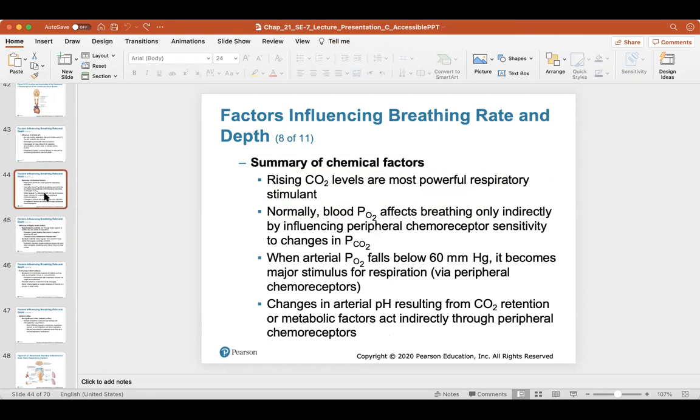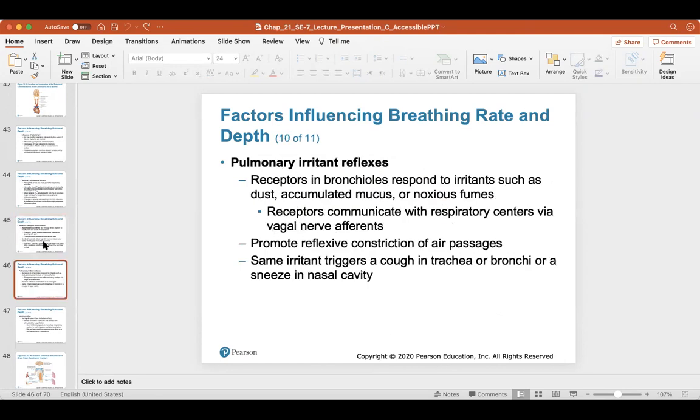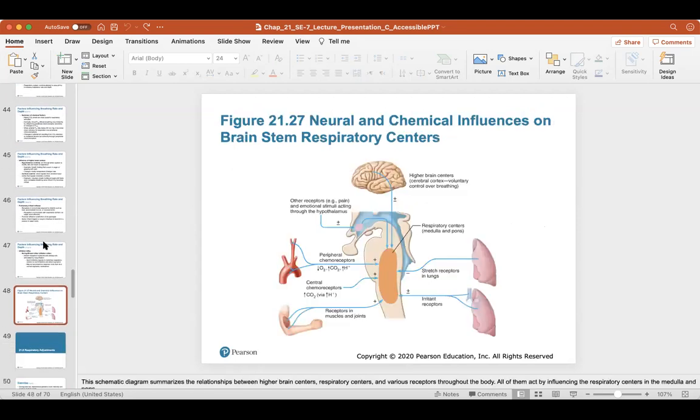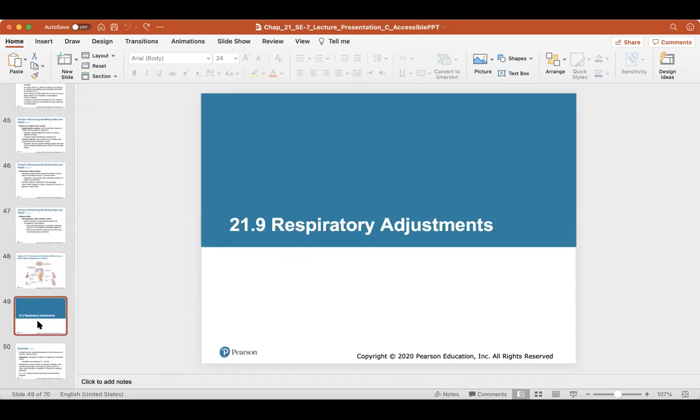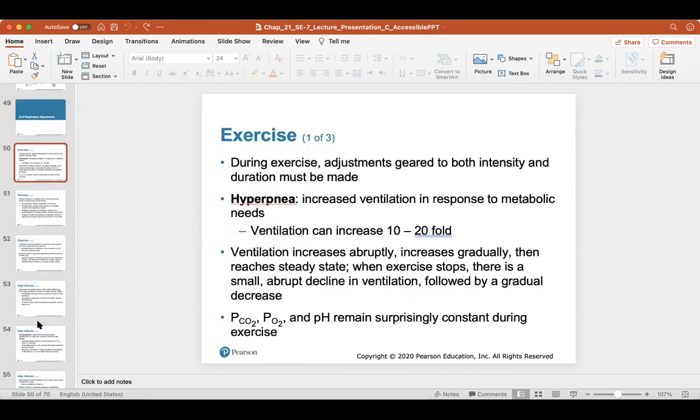So this is just a summary of chemical factors, which you can review on your own. It's a great summary for you for that. More on the influence of higher brain receptors. Again, I won't ask you specific questions about how higher brain receptors are involved. I more just want you to understand how carbon dioxide in the body adjusts respiratory rate.